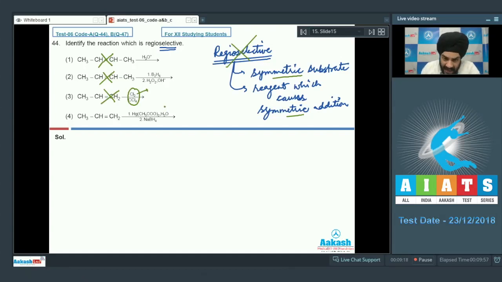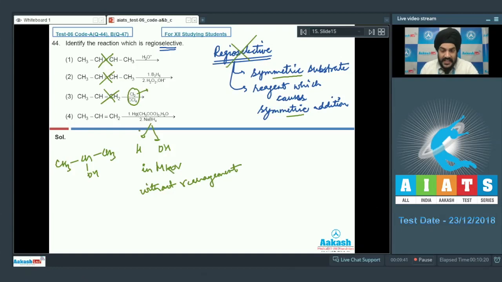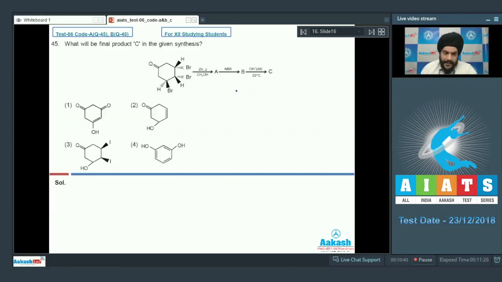If we talk about the fourth reaction, this causes an addition of H and OH in Markovnikov style without rearrangement of carbocation. So we can see that this is going to lead to the formation of CH3, CHOH and CH3. So students, this is the regioselective reaction. So we have to select the fourth answer as the correct answer to question number 44. Let us look at question number 45 now.